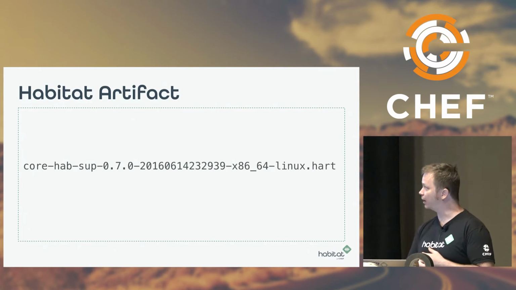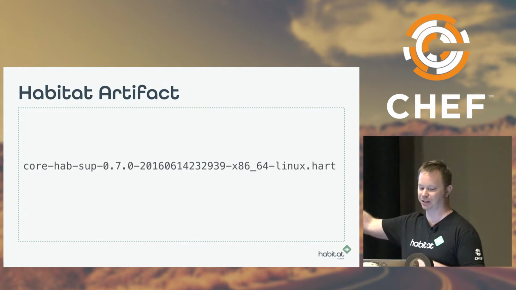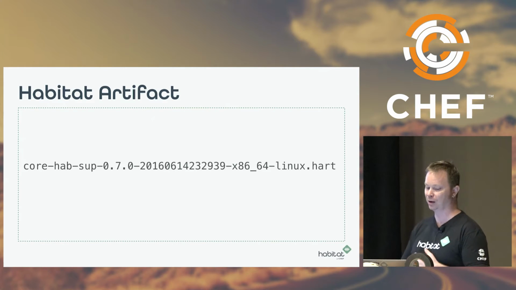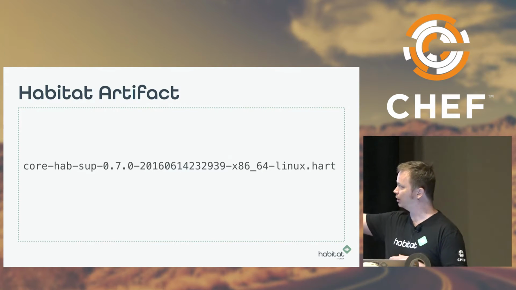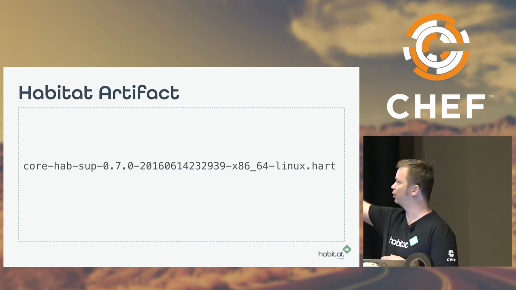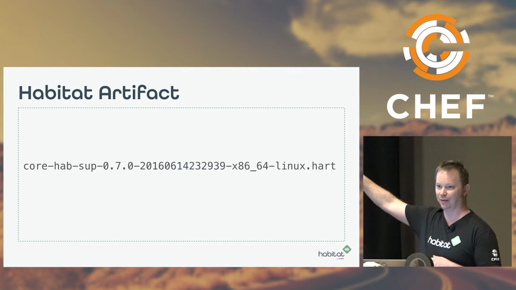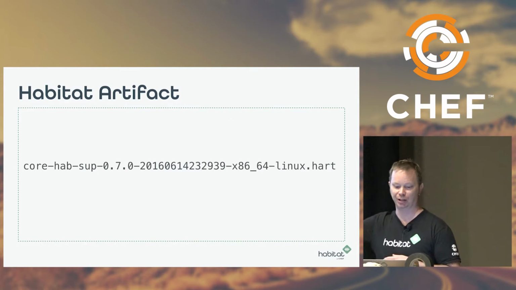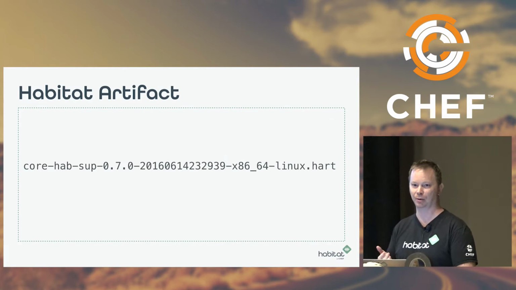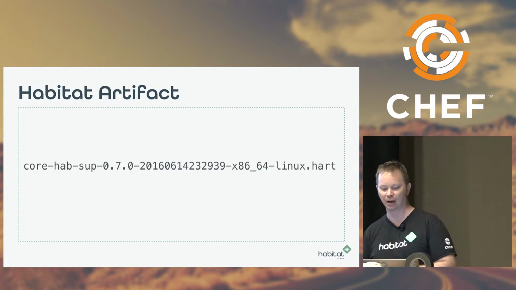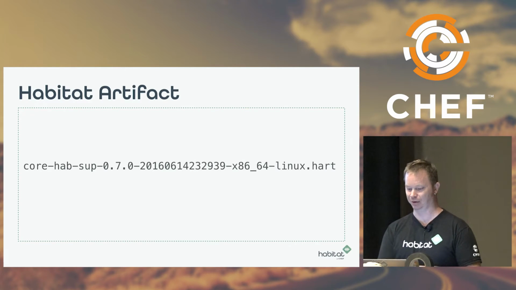Then the Habitat artifact itself uses the same kind of naming. This is the artifact for the Hab soup package. So it has the origin, the package name, the version, the release, and then also in this file it has the target, which is the architecture and the operating system that package is built for. And then we use a heart extension because we love you.